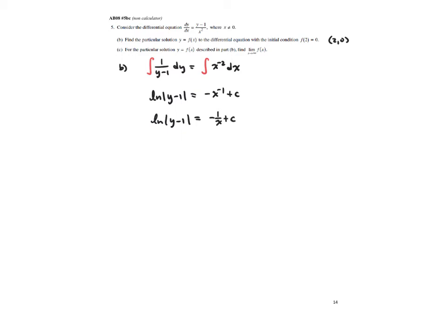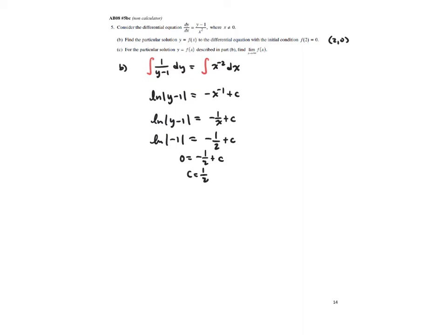Okay, so I employ this initial condition 2, 0. If I plug a 2 in for x, I should get out a 0 for y. So I'm going to plug in a 2 for x and a 0 for y. If I plug a 0 in for y, I get the natural log of the absolute value of 0 minus 1, which is the natural log of negative 1. On the right side, I get negative 1 over 2 plus c. Now, the natural log of the absolute value of negative 1 is the natural log of 1, which is equal to 0. And therefore, c should equal a half.